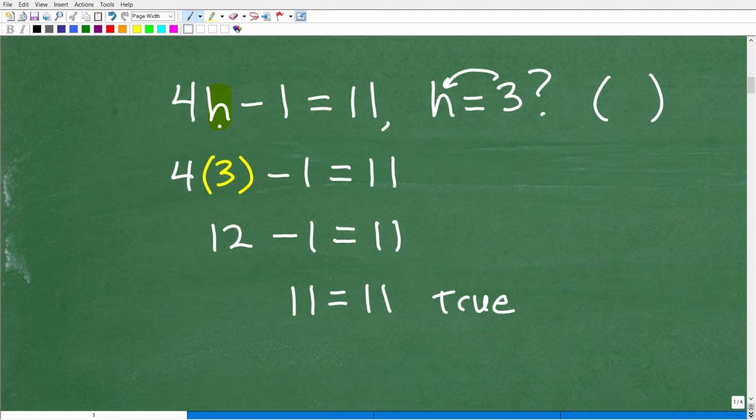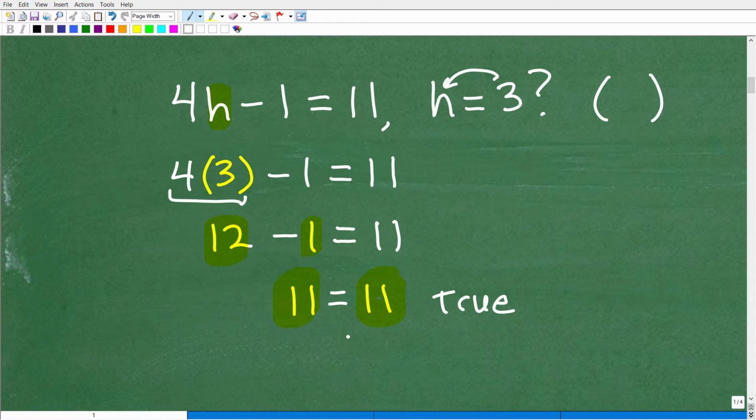So I'm going to replace this h with 3, in parentheses. Right now, this is 4 times 3, which of course is going to be 12. So 12 minus 1, I've got to figure that out, right? The left-hand side, 12 minus 1 is 11. The right-hand side is 11. There's no more to do.